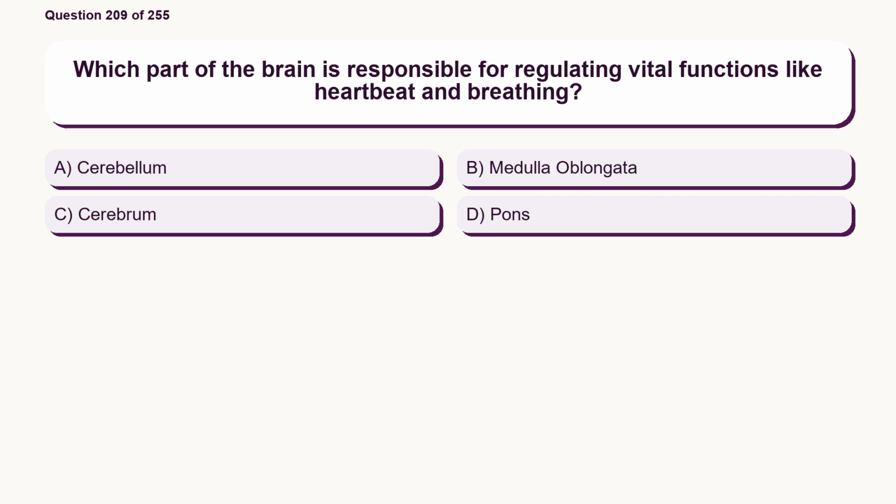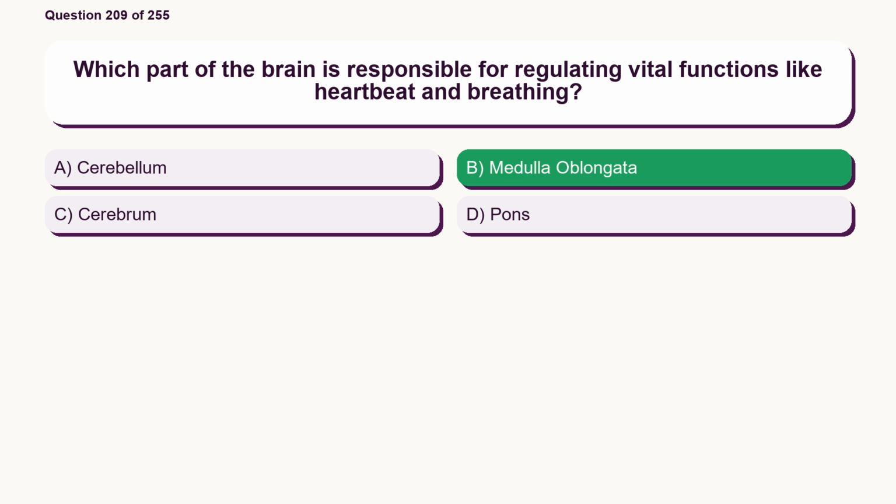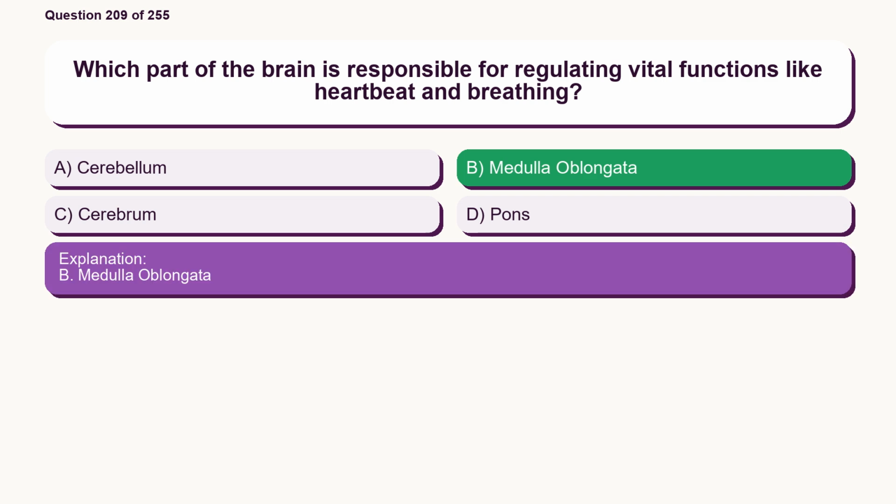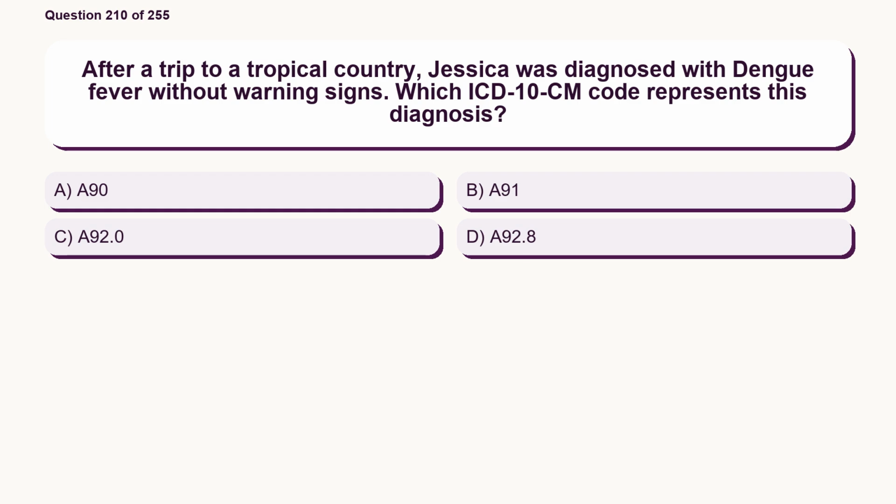Which part of the brain is responsible for regulating vital functions like heartbeat and breathing? Option A, cerebellum. Option B, medulla oblongata. Option C, cerebrum. Option D, pons. The correct answer is option B, medulla oblongata. Question 210.